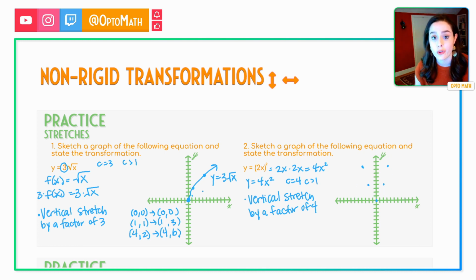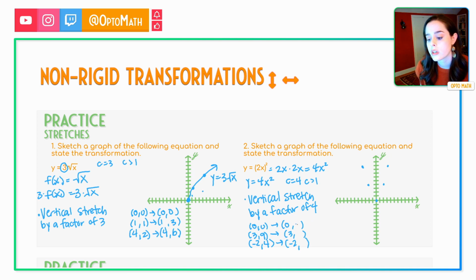Let's just take a look at 3 of our points. So we'll do 0, 0, 3, 9, and how about let's do the negative 2, 4. So they're going to change, but only the y values will change because it's just vertical. So we still have 0 for that x value. We still have 3 for this x value and negative 2 for this x value.